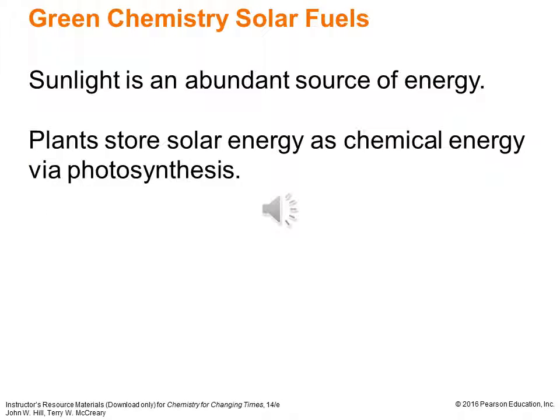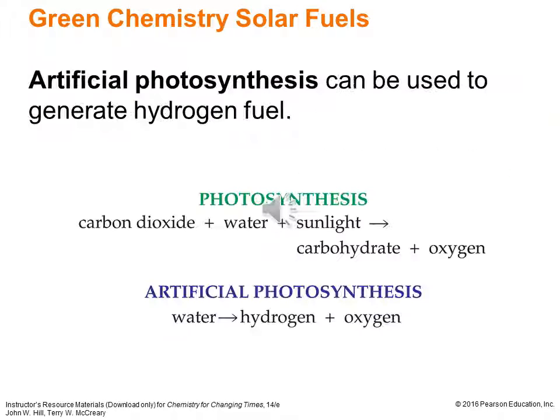So as we've tried to do in the other chapters, our text likes to look at some green chemistry examples in each chapter, and here we're looking at solar fuels. So sunlight is an abundant source of energy, and one that we've done a better job of trying to capture in solar cells in recent days. But plants have been at this for quite some time, and so plants have become masters of storing solar energy as chemical energy via photosynthesis.